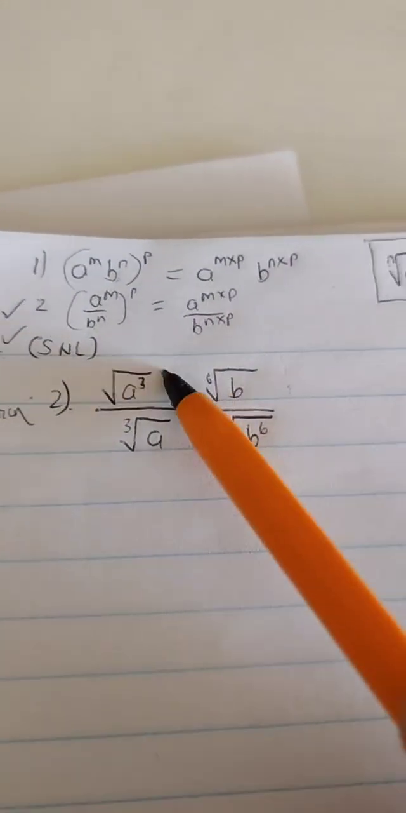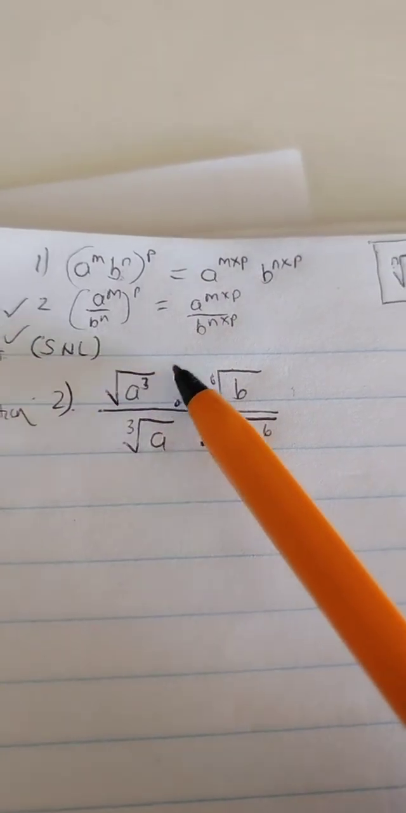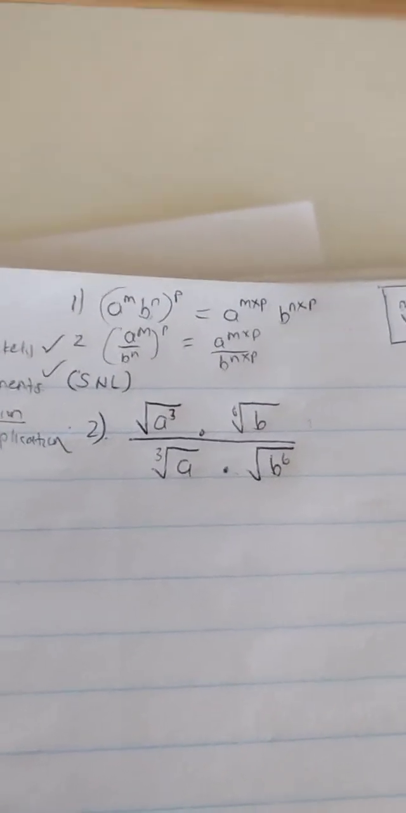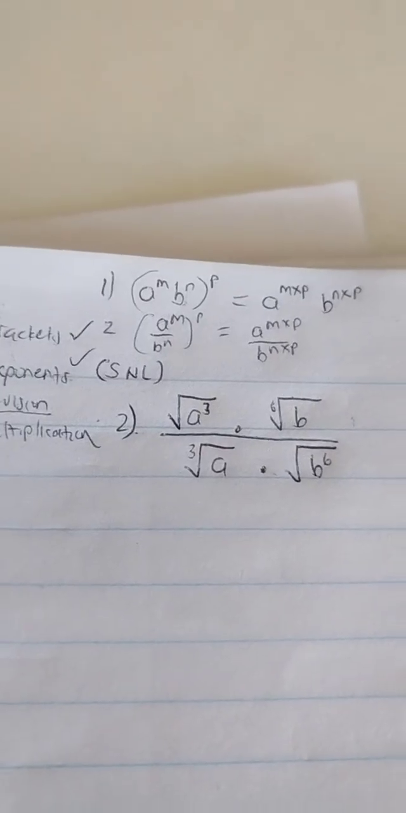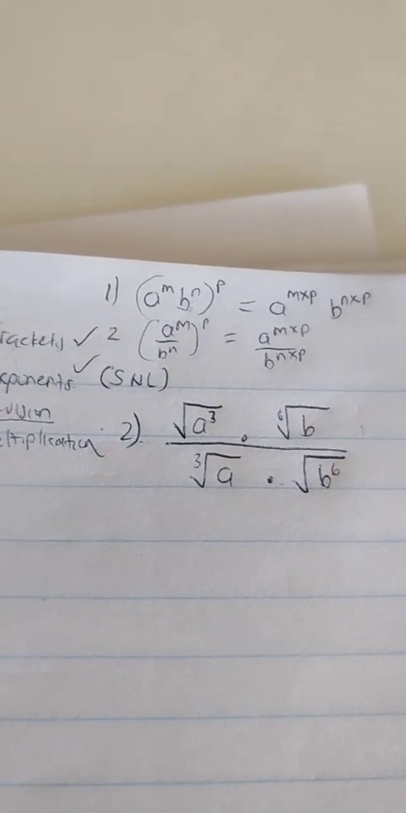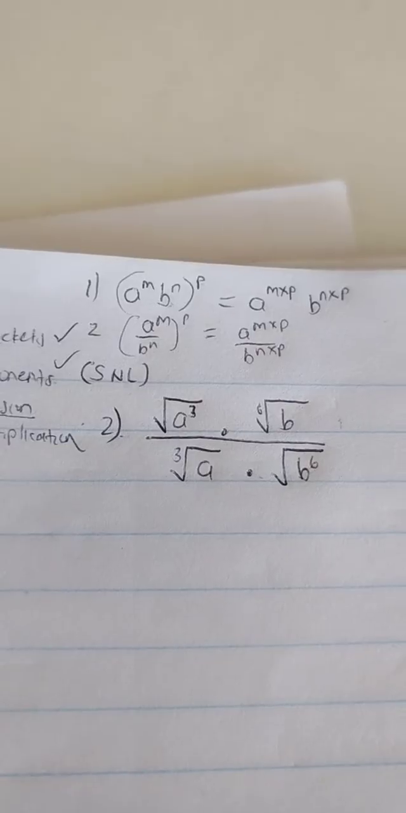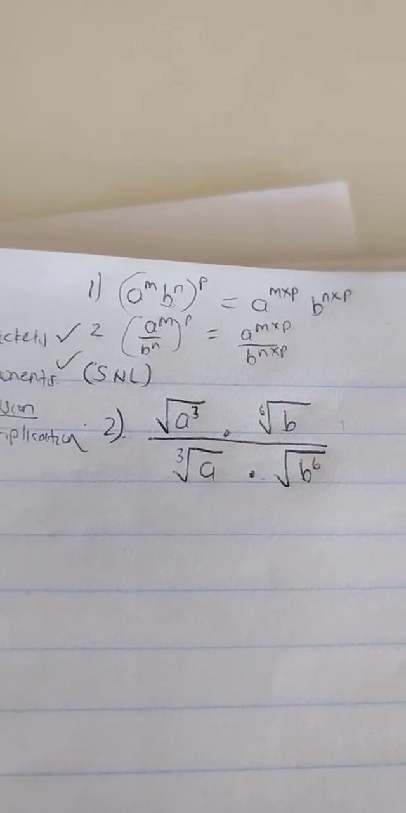So let's come down here. We have the square root of a to the power 3. When we rewrite it, I think Alicia. Okay, let's pin Alicia's comment there. Is it a to the power of 3 over 2?